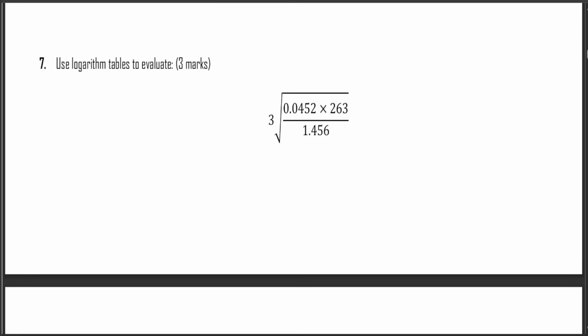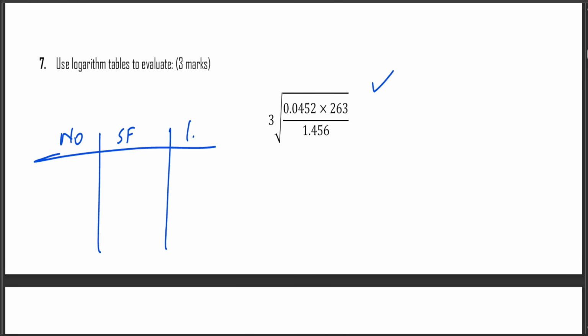Now, but what if you have another question like this? Use logarithm tables to evaluate this type of question. Okay, now this is where we draw number and standard form, and also the log. This is number, this is standard form, and this is the log part. Okay, now obviously the first number that you see here is 0.0452. Standard form is going to be 4.52 times 10 power negative 2.